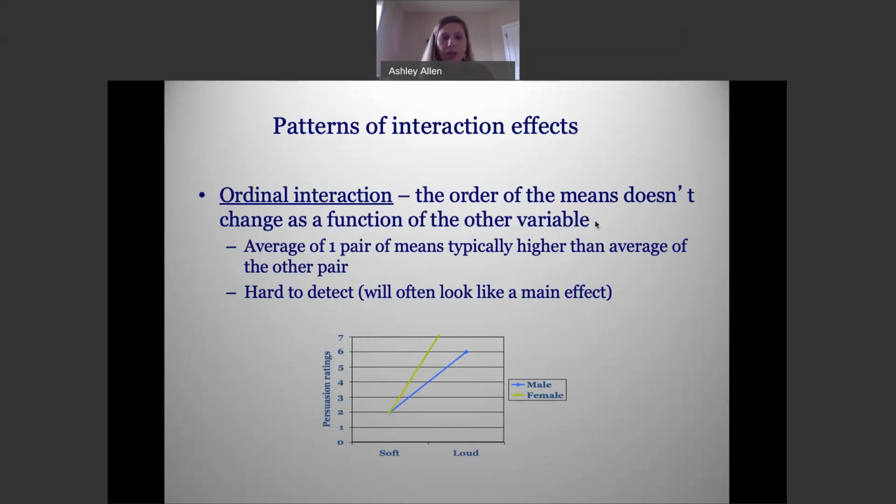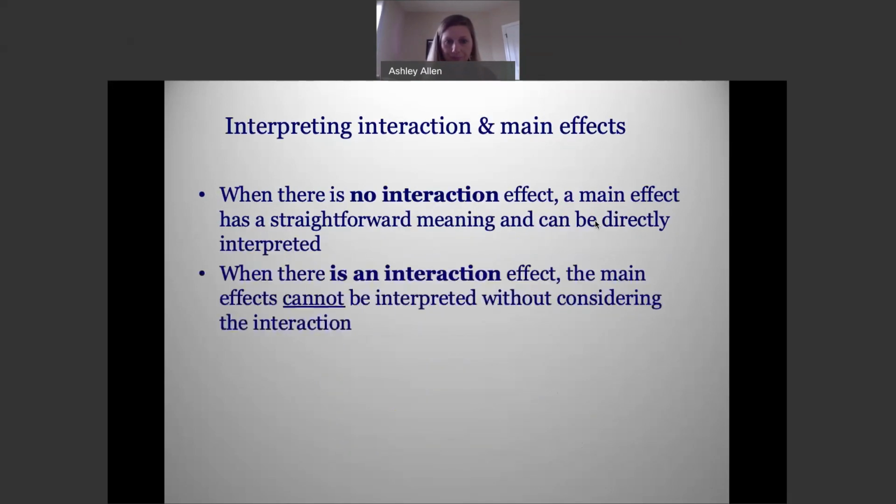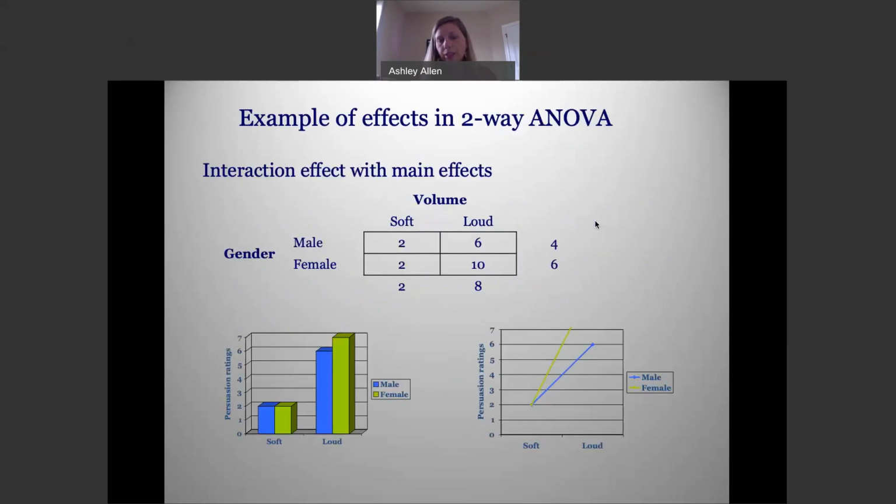Patterns of interaction effects. So this is an ordinal interaction, which means that the order of the means doesn't change as a function of the other variables. So let me just back up really quick to show you the ordinal interaction that we just had. Okay, so 2 to 6 and 2 to 10, going from soft to loud shows an increase no matter what. Okay, the change is different. Like, so 2 to 6 is a 4 and 2 to 10 is an 8. So it's different, but they're both going up. Okay, so we would consider that ordinal.